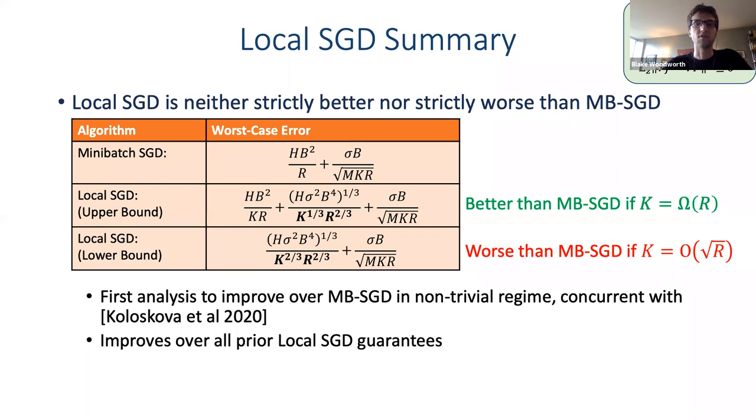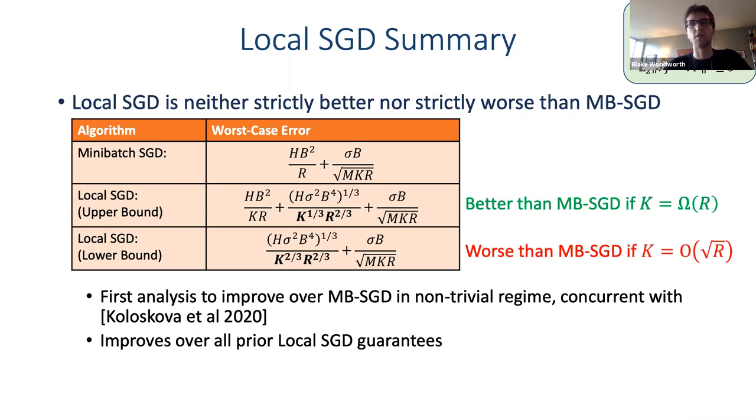So moving on to general convex objectives, we've shown that local SGD is neither strictly worse nor strictly better than mini-batch SGD. So on the one hand, we give the first analysis of local SGD that improves over mini-batch SGD in any non-trivial regime. And this specifically happens when K is relatively large, roughly K bigger than R. And I want to mention that Koloskova et al. concurrently proved a similar bound with a slightly better guarantee that removes the log factor.